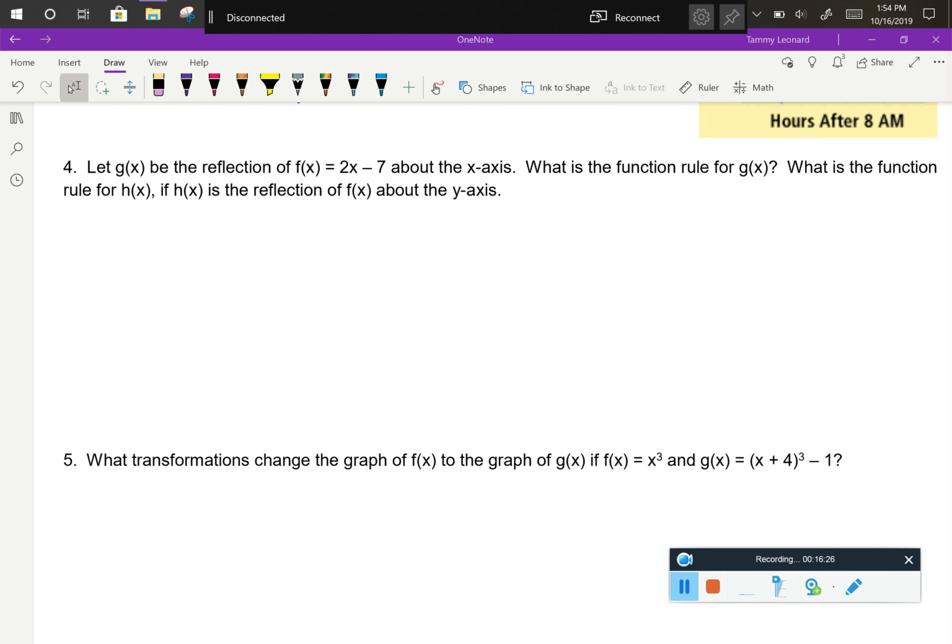So in number 4, it says let g of x be the reflection of f of x equals 2x minus 7 about the x-axis. So that means across the x-axis. Everybody okay? Yes? So we have some line, and we're going to reflect it across the x-axis. So show me in the air, approximately what does the line f of x equals 2x minus 7 look like?